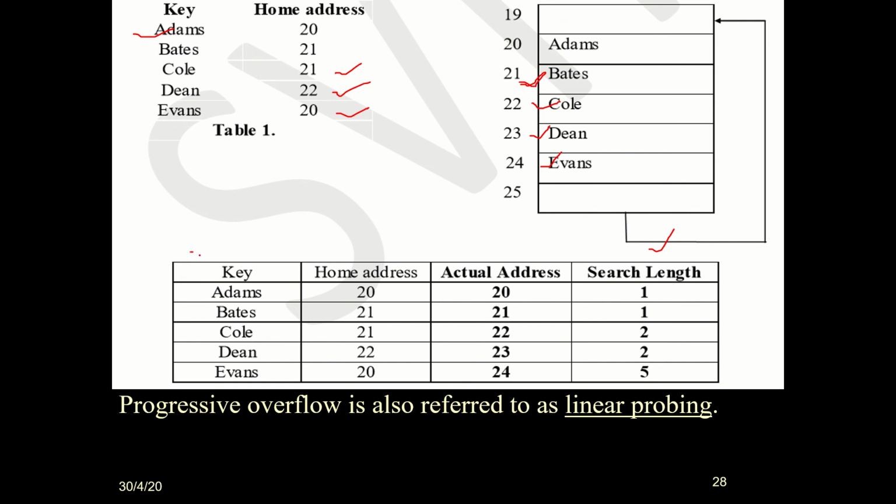This is what you see in the table as well. 20 is the actual address of Adam, and that is where it has been filled. Bat's actual address is 21, and there it is filled. Cole's is 21, but 21 is already occupied, so it is filled in 22. Dean's actual address is 22, but it is filled in 23 because 22 has already been filled. Evans's actual address is 20, but the addresses were not available, so it was filled in 24. This is how linear probing or progressive overflow works. The search length we'll see with the explanation in the next slide.